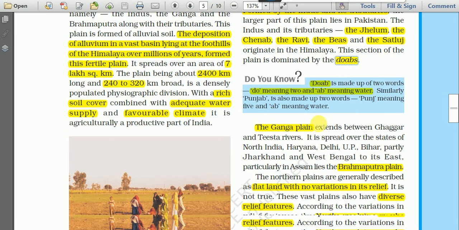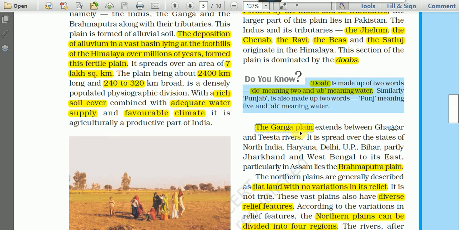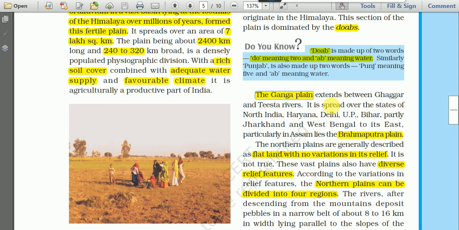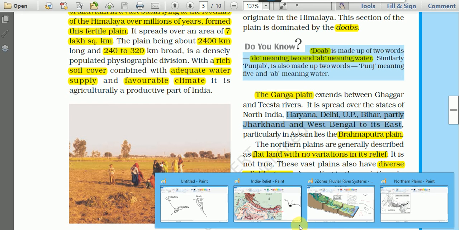Next we have the Ganga Plain, which extends between the Ghaggar and the Tista River. In the middle we have the Ganga Plain. It spreads over the states of northern India, like Haryana, Delhi, Uttar Pradesh, Bihar, partly Jharkhand, and West Bengal to its east. So again, let us see this map.